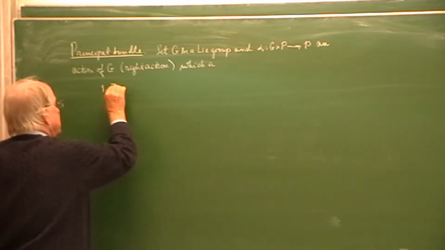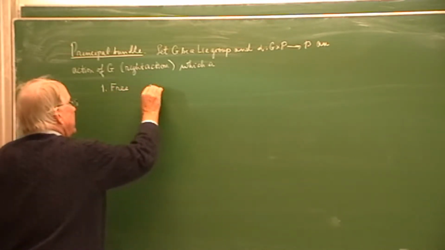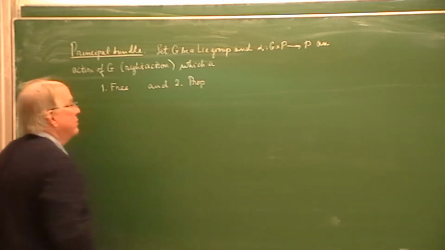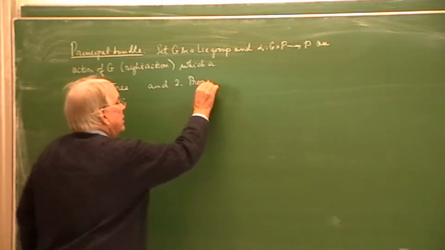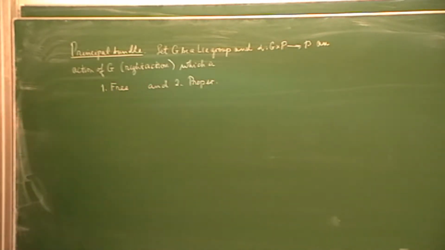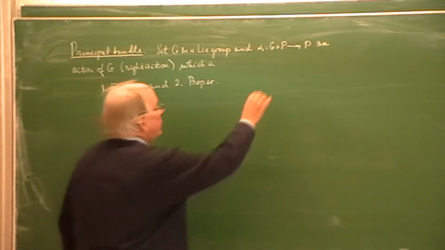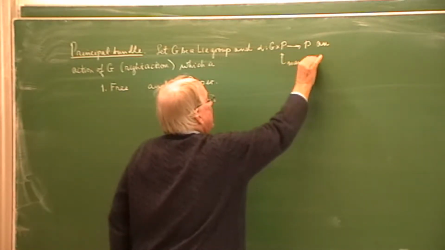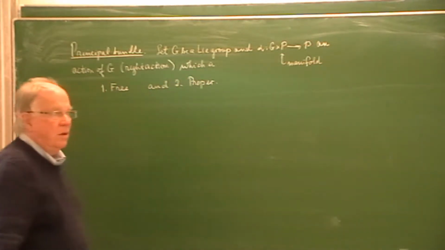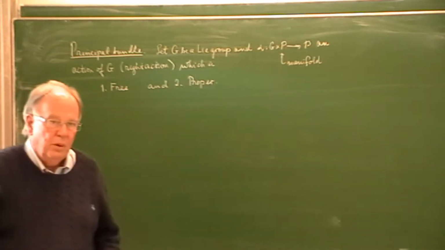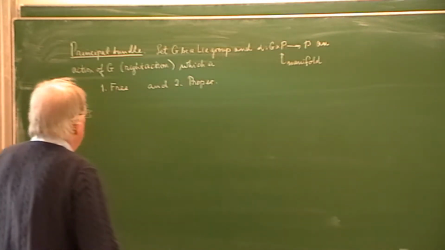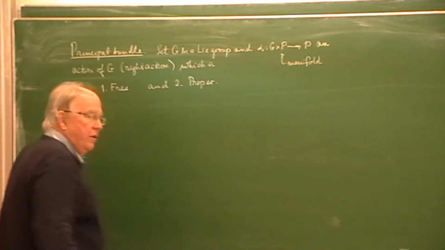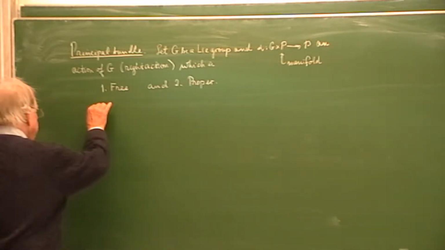Let's have these two words to make sure we understand them, free and proper. Two important words. Of course, without saying P is a manifold. So you start with an action of a group on a manifold, free and proper. Two very important conditions. Let me show you the picture you must have of that.